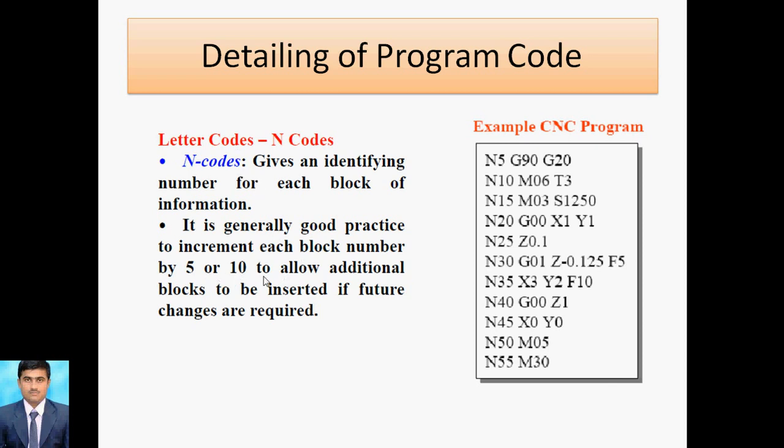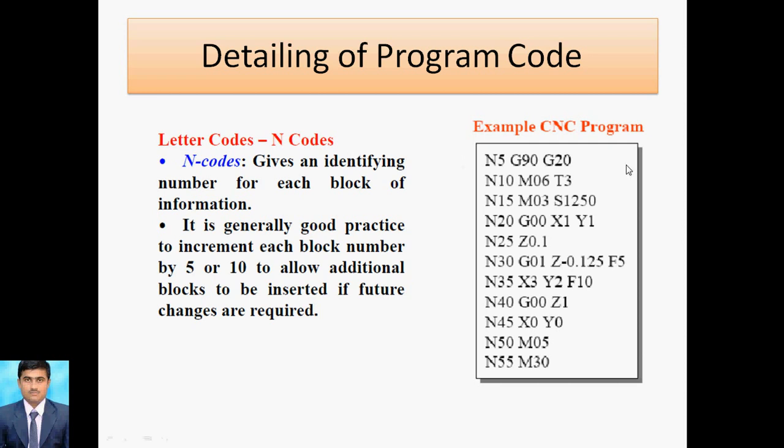So if it is 5 or 10, allow the additional blocks to be inserted in future. That means N5 and N10 is there. Suppose here, according to the N code, that is the number of each block. Suppose this is N5, this is the first block, and if in future we require changes, we can add 1, 2, 3, 4 above it, or we can select 6, 7, 8, 9.